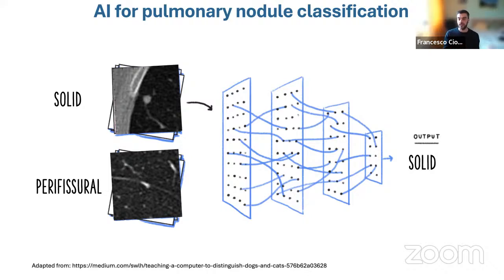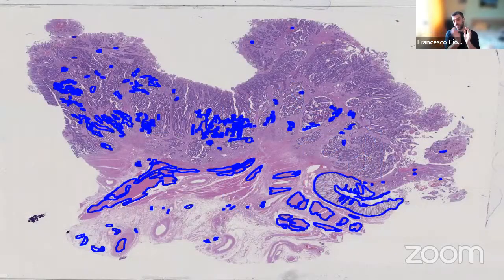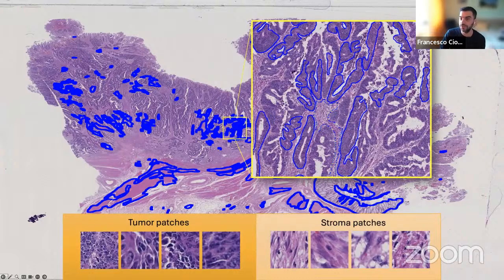There is a high inter-observer variability. So having an AI algorithm that can help you there could be very useful. When you have to train the system and then you move back to the pathology space, you have to deal with these huge images, right? It's gigapixel images. And if you need manual annotations, well, I can tell you it's really a lot of work.